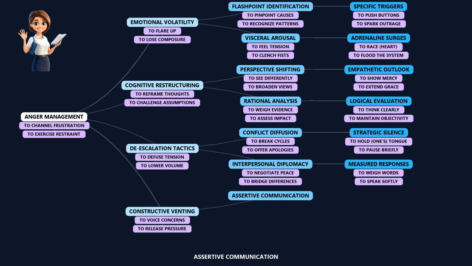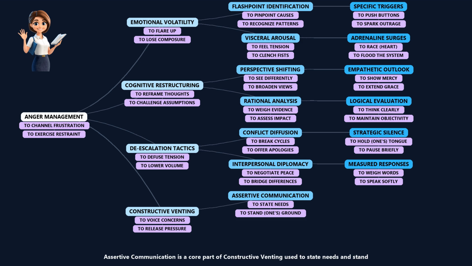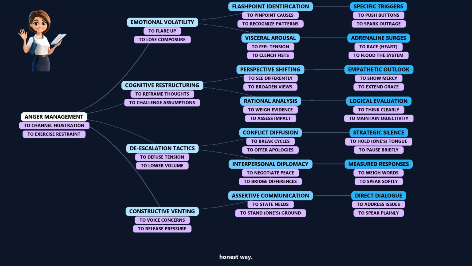Assertive communication. Assertive communication is a core part of constructive venting used to state needs and stand one's ground fairly. This means telling people what is wrong without being a bully or shouting at them. Direct dialogue. Through direct dialogue, we can address issues and speak plainly about what is making us feel upset. In other words, we talk about the problem face to face in a simple and honest way.